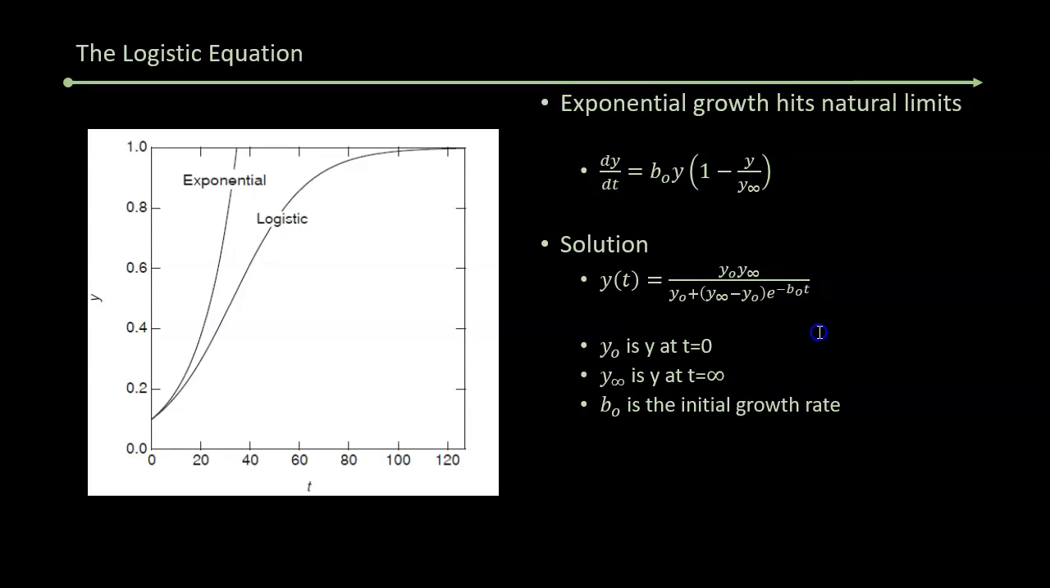Right? The solution to this logistic equation is here. y of t equals y naught y infinity, over y naught plus (y infinity minus y naught) e to the minus b naught t. Right? So y naught is y at t equals 0, y infinity is y at t equals infinity, and b naught is the initial growth rate. All pretty straightforward, even though it looks scary on the page.